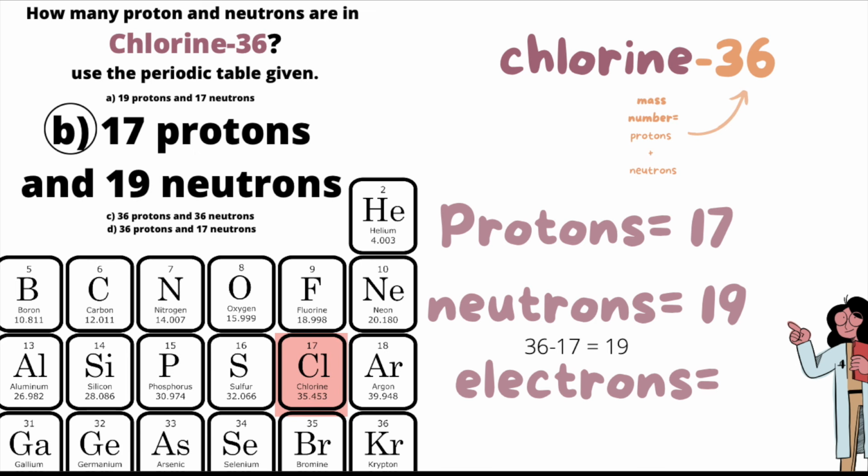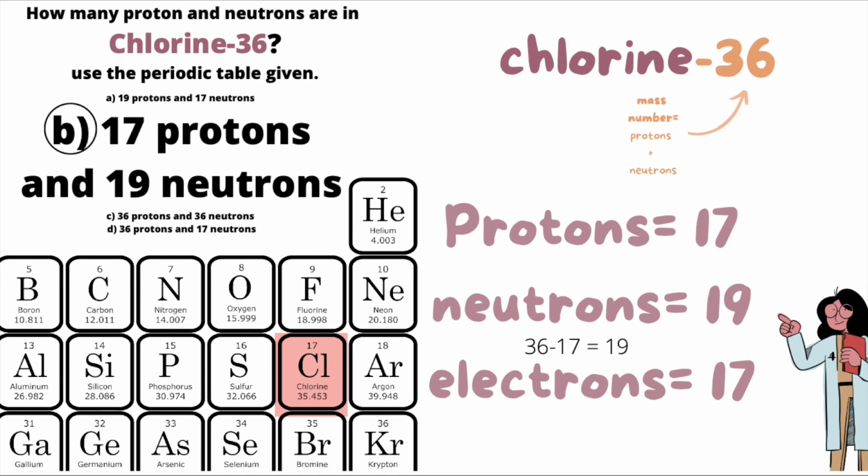So there's no indication that this chlorine is an ion, so we must assume it has no charge. If it has no charge, that means that the number of protons and electrons are equal to each other. So we get 17 electrons.